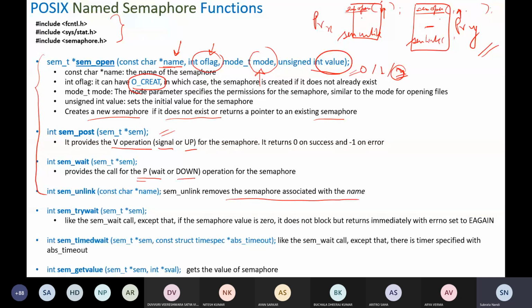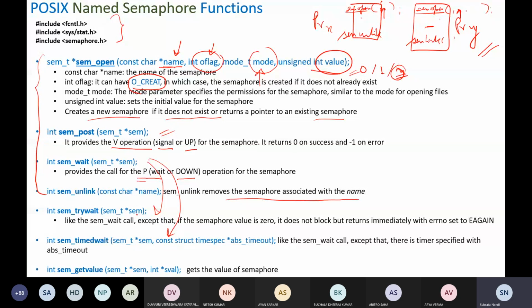POSIX named semaphore is a very general one because you can use it for unrelated processes. If you accept the overhead, you can use it for related processes or processes having some hierarchy or even for threads, but that is unnecessary and we should not use it. And there are 2 variants of sem_wait: sem_trywait, and sem_timedwait. Instead of sem_wait, you can go for these versions.